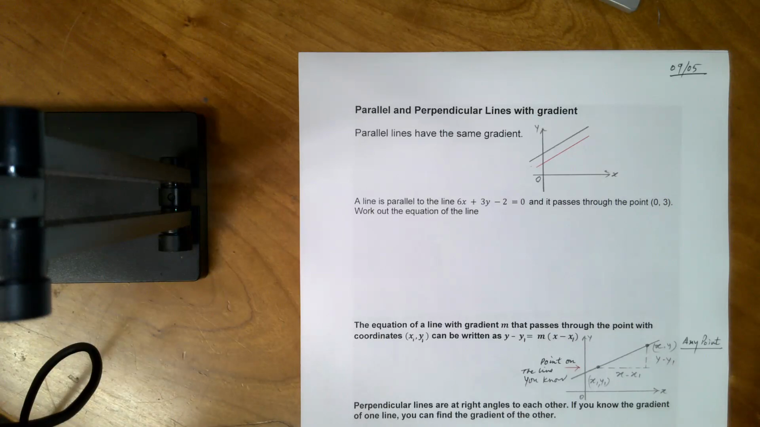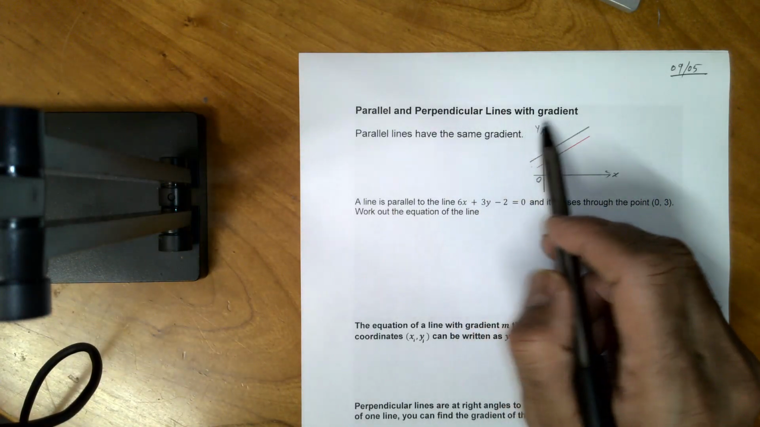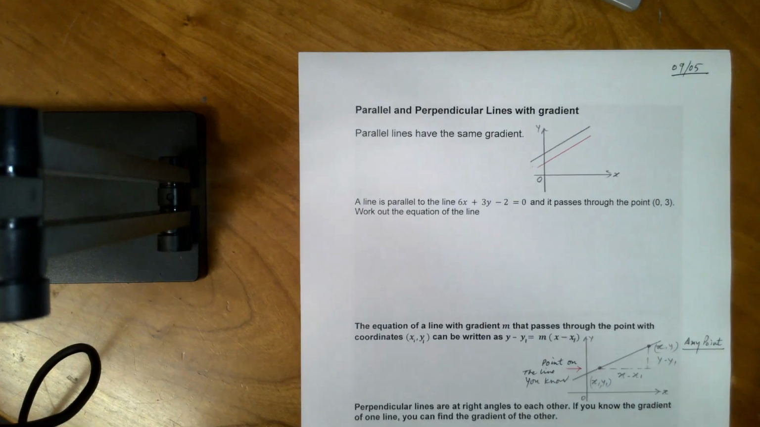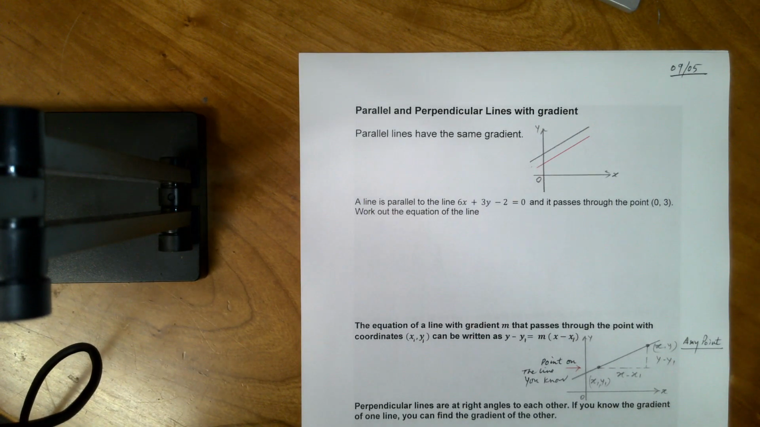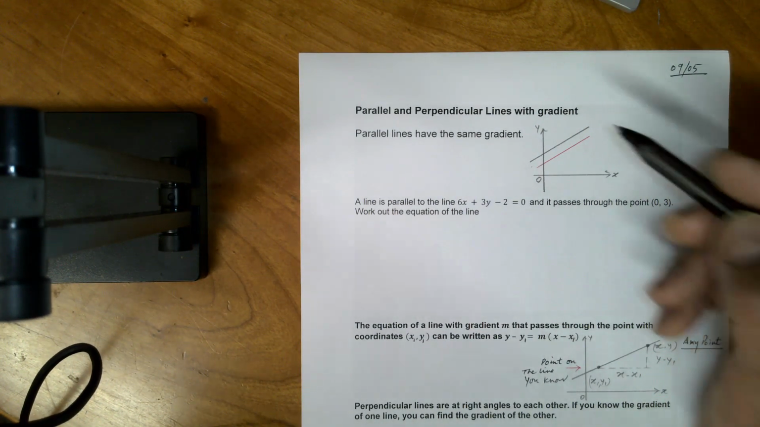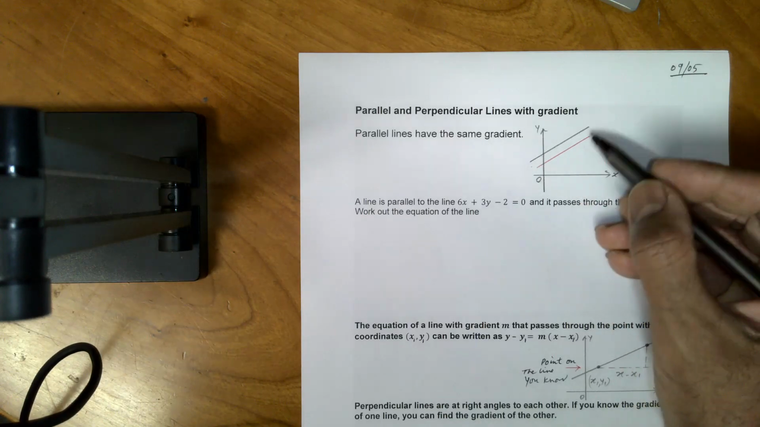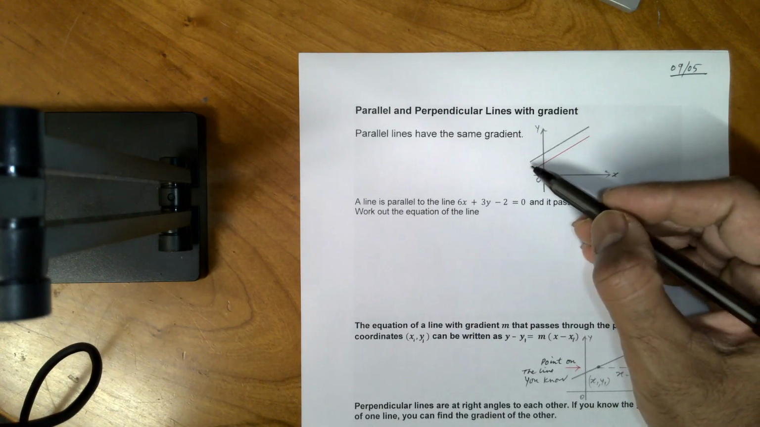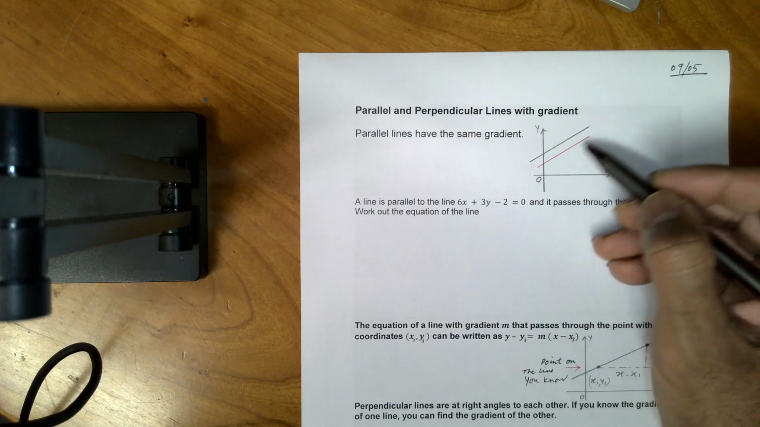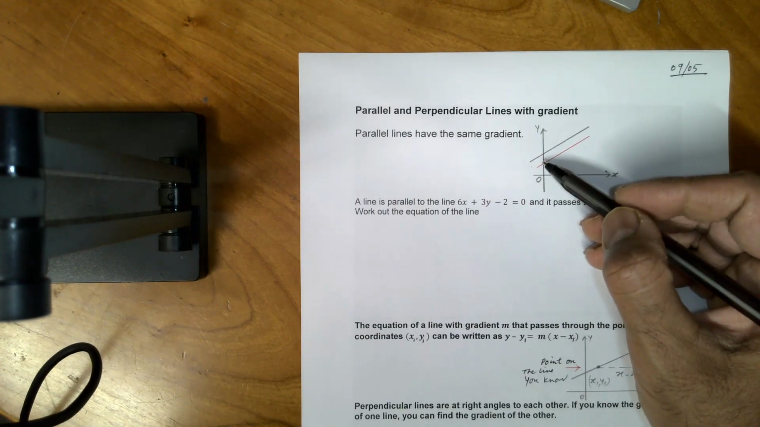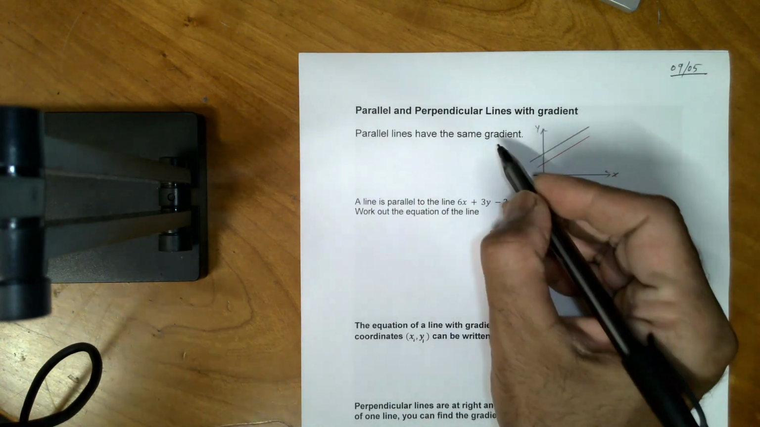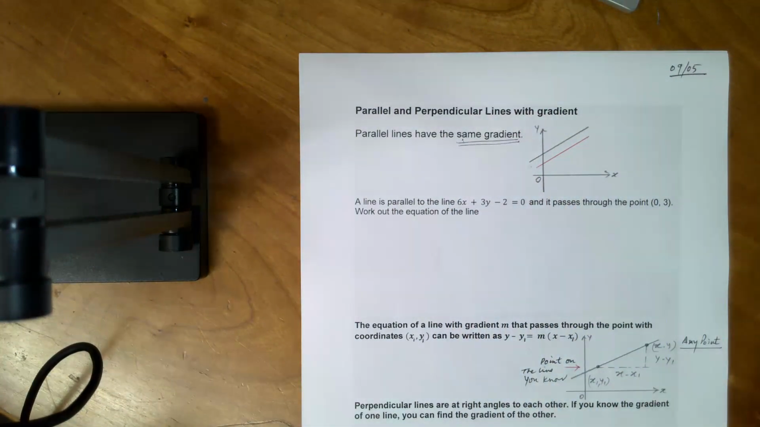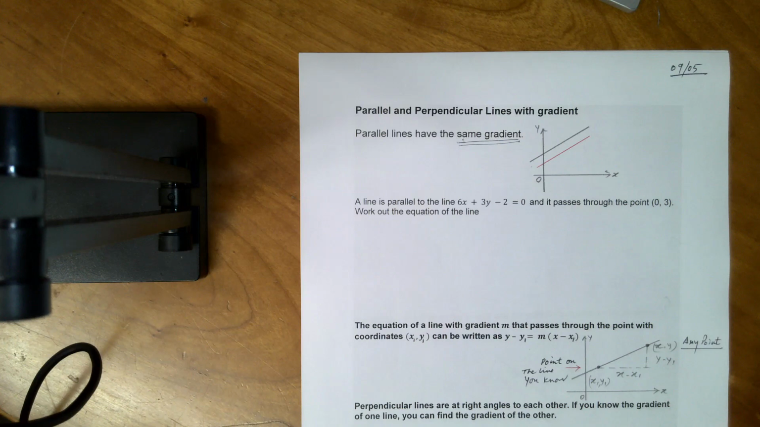In this video, we will talk about the parallel and perpendicular lines with gradients. The first thing we'll go through is the parallel lines. If you have parallel lines, which I have here, one represented with a different color and one with red, parallel lines have the same gradient. So these are the rules. This is what we will discuss.